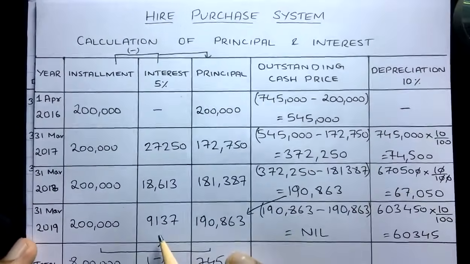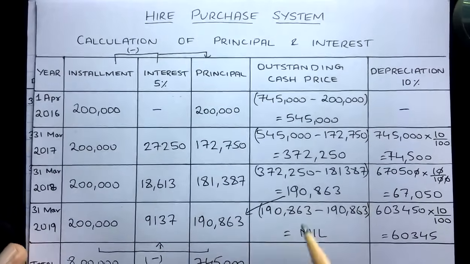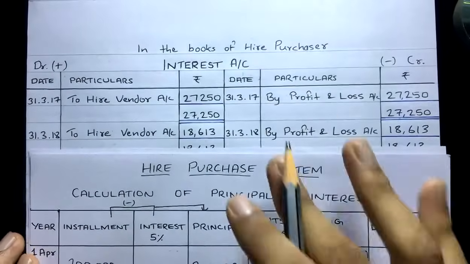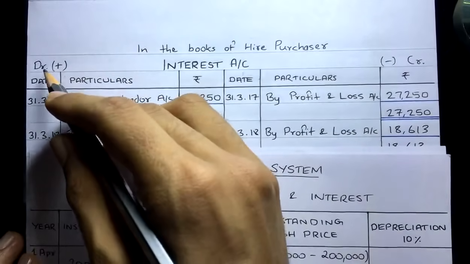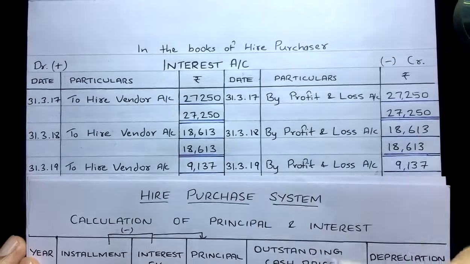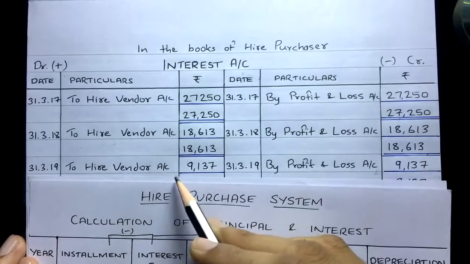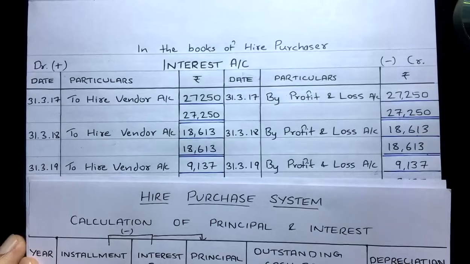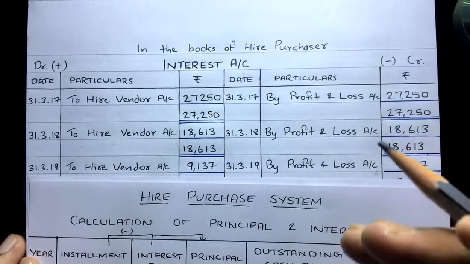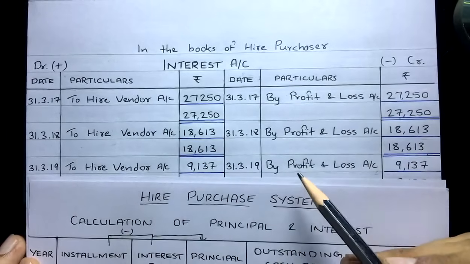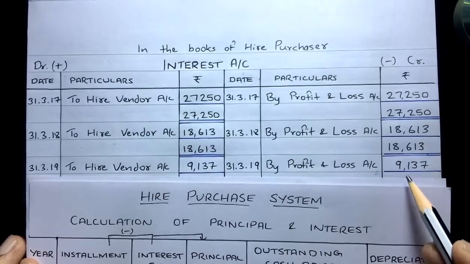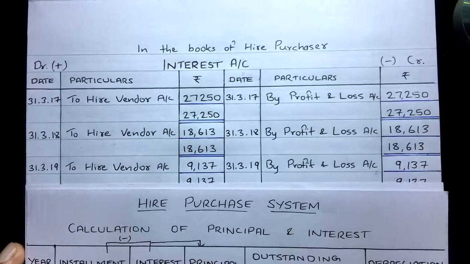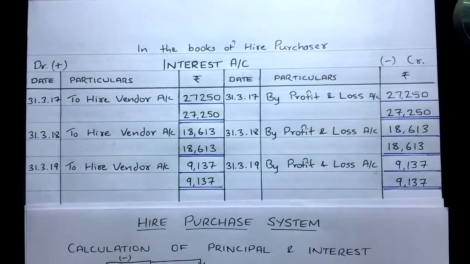Same thing in 2019. In 2019, 9,137 interest was generated, so that interest increased. So debit, because it was paid to the hire vendor, so to hire vendor account 9,137, and at the end, since this is a nominal account, you have to transfer the balance to the profit and loss account, 9,137. Simple. This is how you need to prepare the interest account.